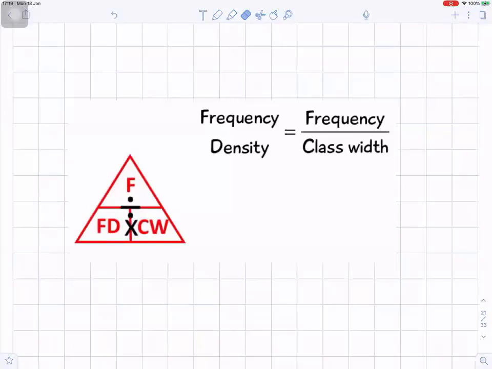We're going to use this formula. Frequency density is equal to frequency divided by class width. And in this formula triangle, frequency density is the frequency divided by class width. And if you want the frequency, you cover the frequency, and it is frequency density times class width. And frequency is given by the area of the rectangular bars, length times width. Very important. We're going to be using it to do that question.